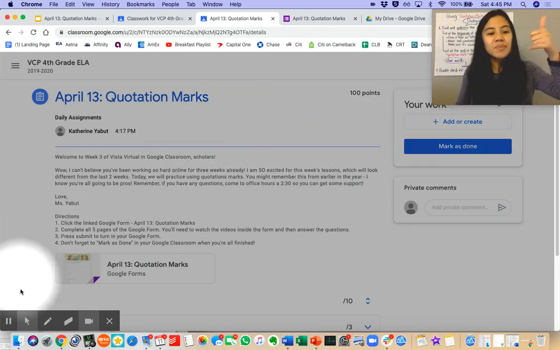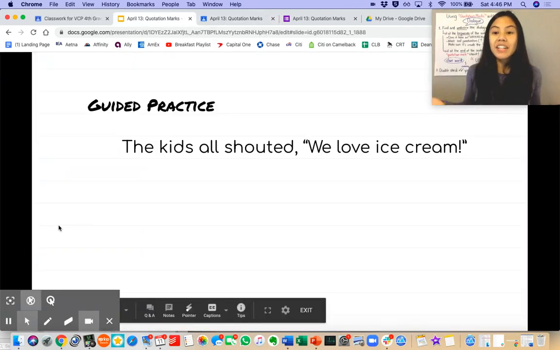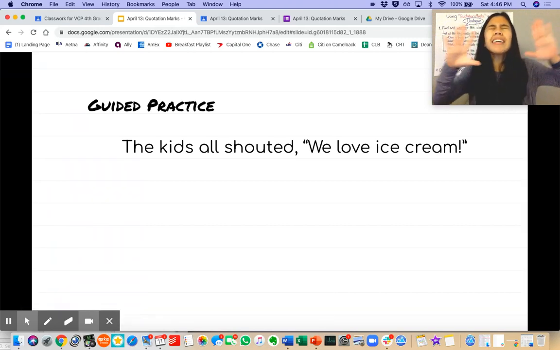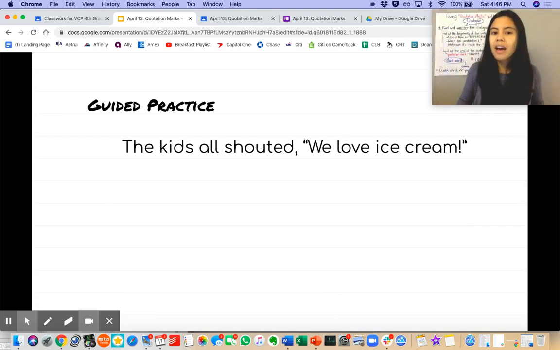Scholars, let's consider this sentence. The kids all shouted, "We love ice cream!" I notice that in this sentence, there is something that is being said. I know because it says the word shouted, which is a clue word. And I can tell that the kids are shouting. What are they shouting? Yes, they are shouting, "We love ice cream."